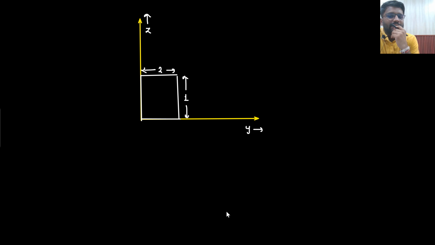Now what I will do is rotate this surface area. This surface area I am having, I will rotate it about the z axis. This surface area will be rotated about the z axis.